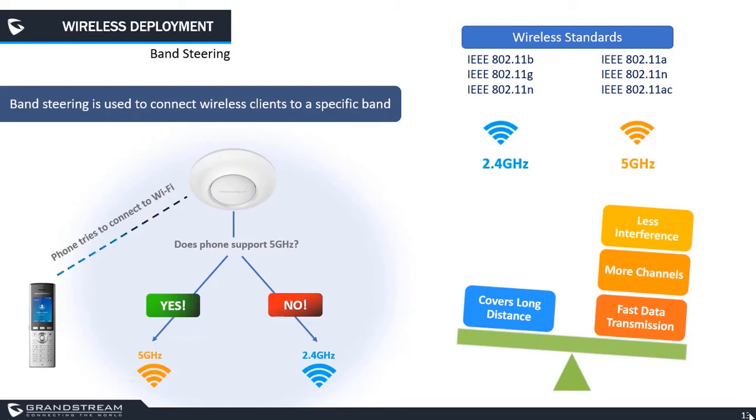Now that you understand the benefits of each band, you can decide which one to prioritize using the band steering feature. As a general rule, if wireless coverage is an issue, you want to go with 2.4 gigahertz. However, if the wireless network is crowded, in other words, you have so many wireless devices in your environment, you definitely want to go with prioritizing 5 gigahertz.